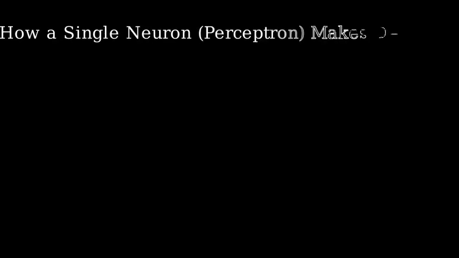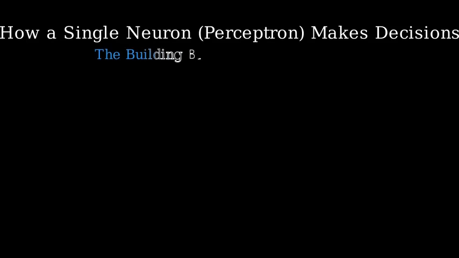Hello. Today we're going to learn about how a single artificial neuron, called a perceptron, makes decisions. This is one of the fundamental building blocks of neural networks and artificial intelligence.